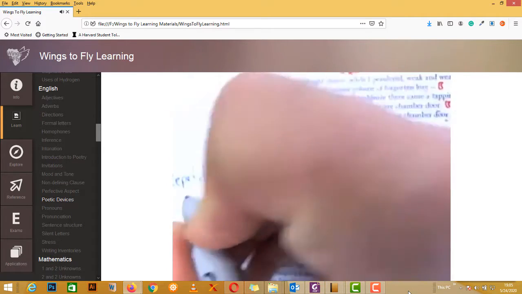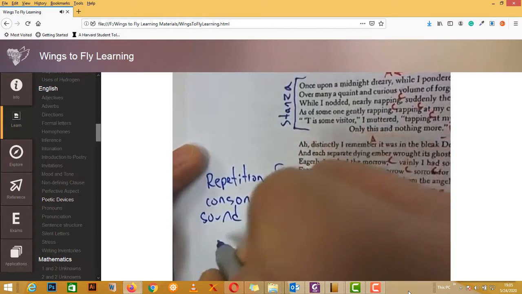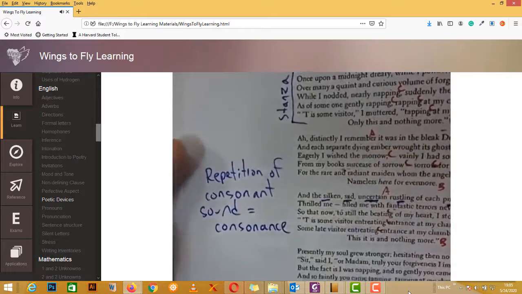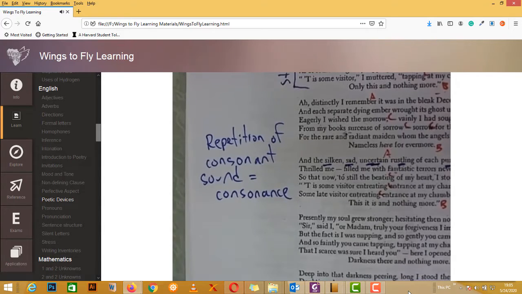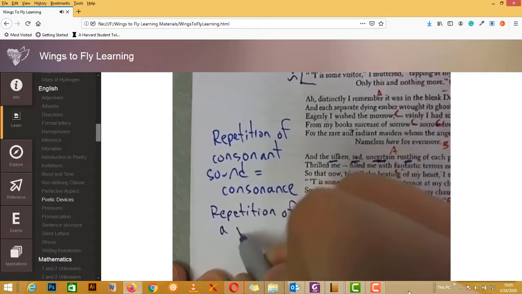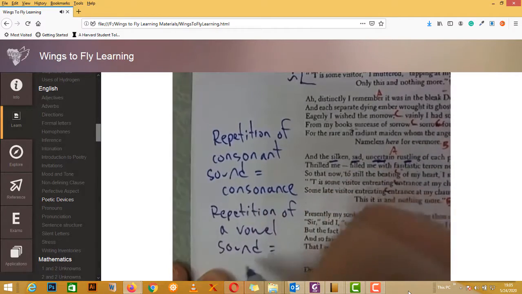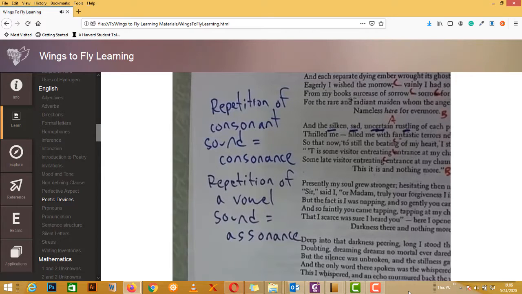Repetition of a consonant sound is consonance. Now consonance, unlike rhyme, is still used quite a bit in poetry. And repetition of a vowel sound is assonance. Now, poetry still uses a lot of consonance and assonance. I think that it's more subtle, it's more nuanced. I'm not sure if this is just a matter of the fashion of the times, but I certainly find it a bit more pleasing.